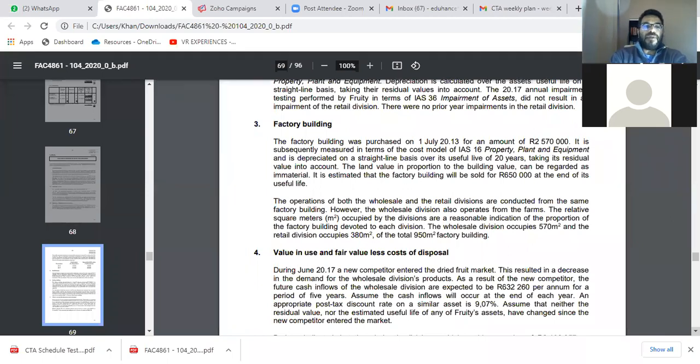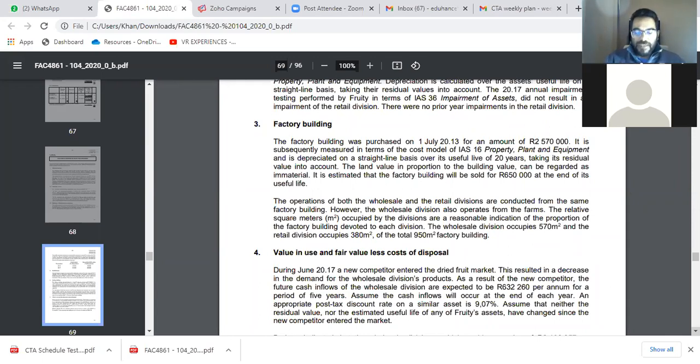This factory building is defined as a corporate asset. Now, IAS 36 defines what a corporate asset is. There's a set definition, but there are no set assets that are corporate assets. It all depends on the structure of the company. So different assets will be corporate assets for different companies.